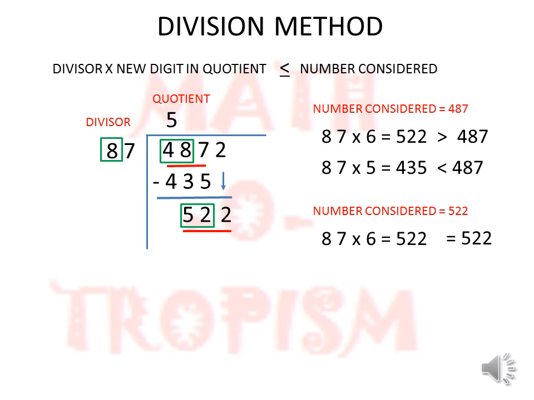So, when we do divisor 87 into the new number which I am going to put in the quotient, 6, I get 522, which is the number considered. So, I am going to put 6 in the quotient, and then when I subtract 522, I get a remainder of 0. It means my quotient is 56.